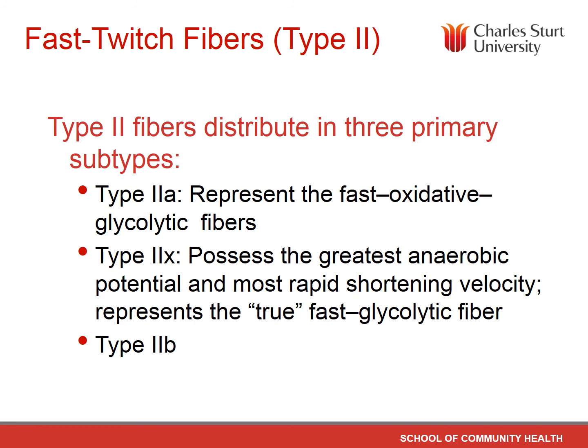Type 2X possess the greatest anaerobic potential and most rapid shortening velocity, and they're the true fast or glycolytic fiber. And then we also have type B fibers. We'll keep moving on.